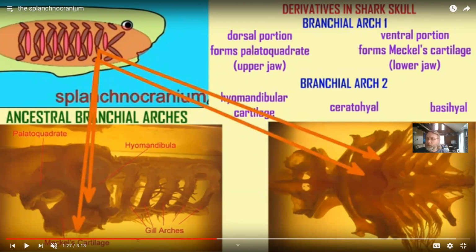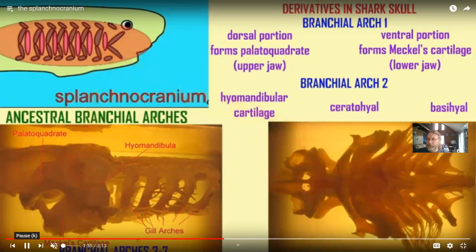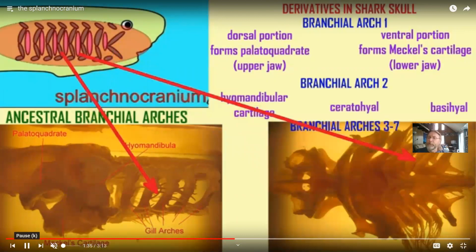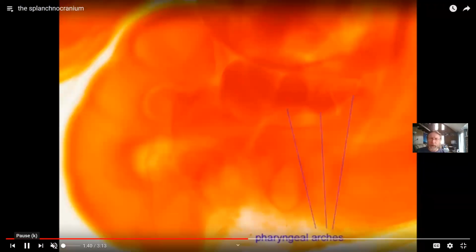Okay. So this splanchnocranium, important in the jawless fish, important in sharks, important in those fossil fish that we see, those placoderms, etc. Great. Why do we care beyond that? Well, because all vertebrate embryos form this throat with slits. We form pharyngeal arches, which look like they're preparing to form gills.